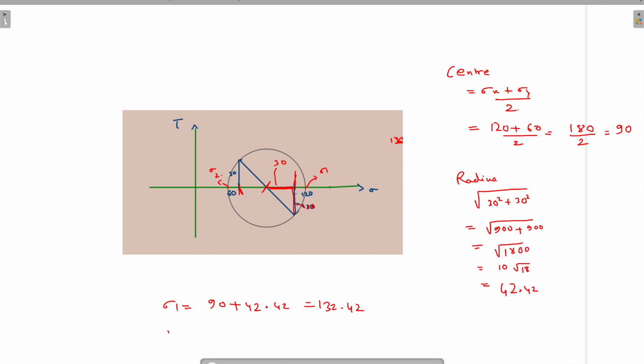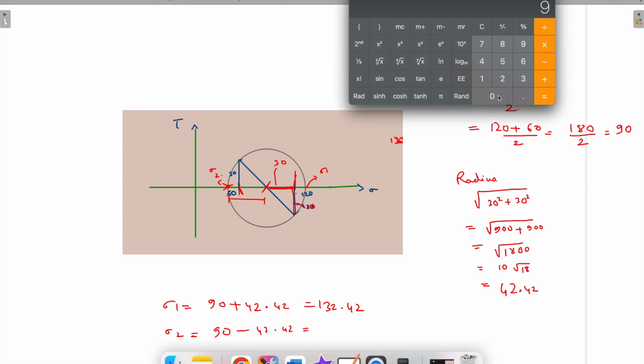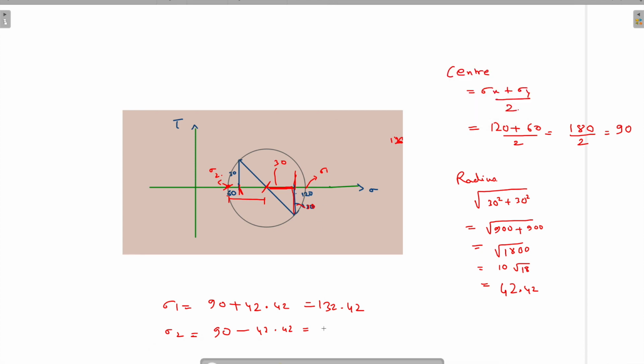132.42. And sigma 2 will be how much? This is sigma 2. It will be center minus the radius. If you do that, you will get sigma 2 as 90 minus 42.42, that is 47.58.